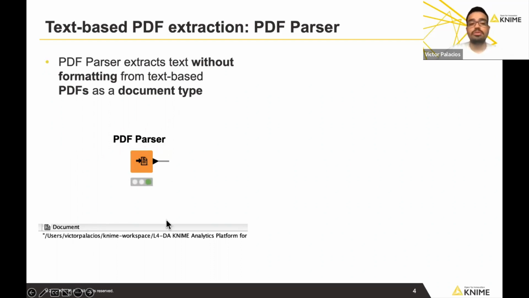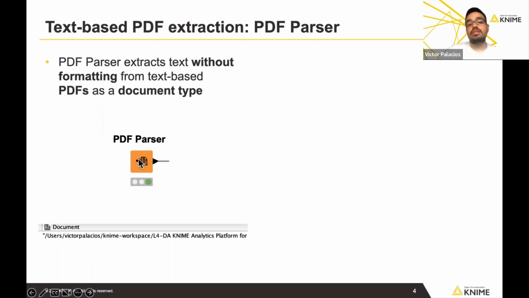And we notice that the output for the PDF parser looks like a file path. But actually, the document type, very much like the PDF, has various kinds of information within it, and we can extract the information that we need from it.